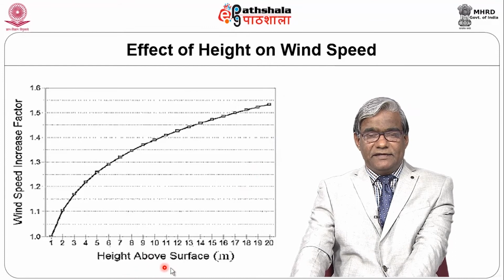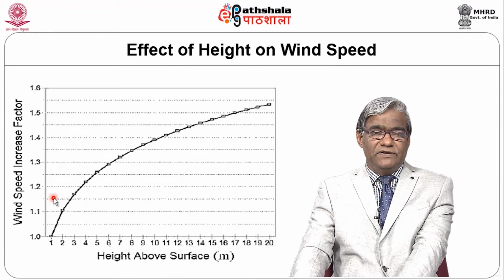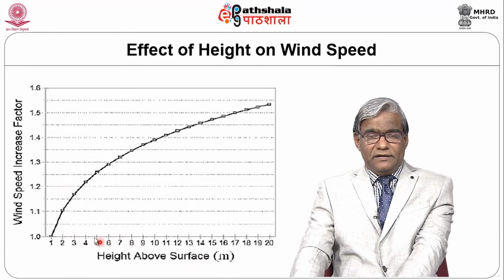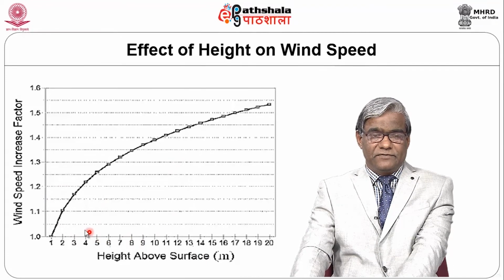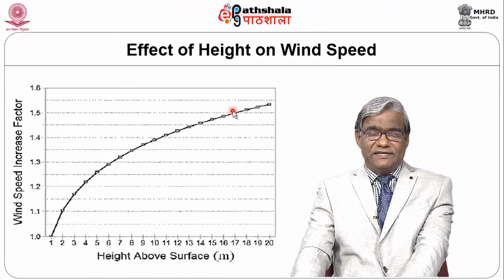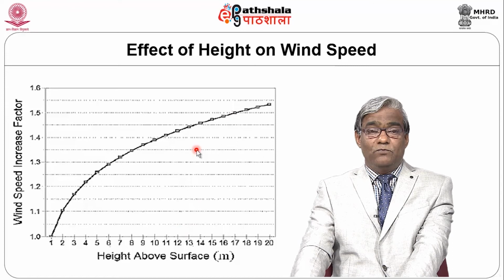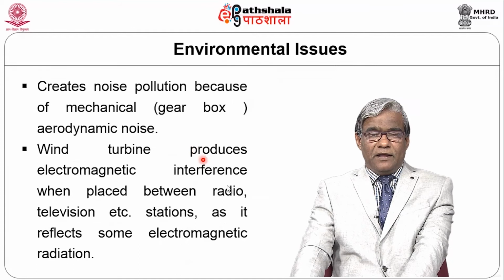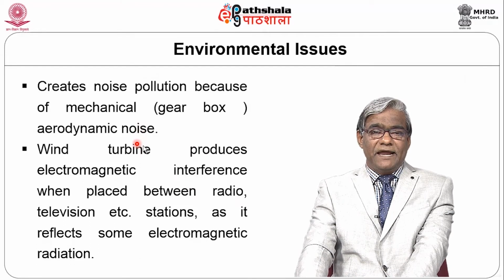This is about height above the surface and the wind speed increasing factor. When the height increases, the wind speed also increases. So, when we go up and up, we get very good wind velocity. That is why the hub height should be maximum. When we increase the height, we get more wind speed, and when there is more wind speed, we get more output.